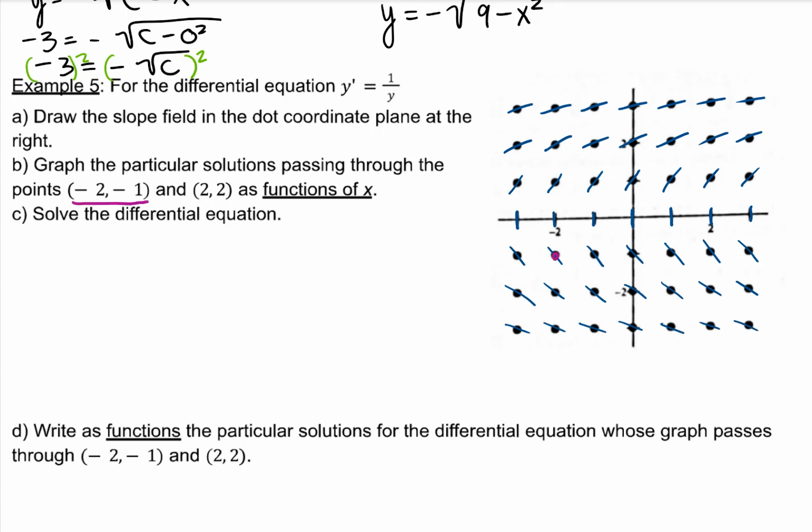Negative 2, negative 1 is this point right here. I'm not going to be able to cross over the x-axis because you can see your slopes will go back to the right and I will fail the vertical line test. So I'll go up to the x-axis, which is a vertical slope. This slope gets less and less steep. For 2, 2, again, I will not be able to cross the x-axis, so we'll go down to it, which is a vertical. And then going up from here, the slope gets less and less steep.